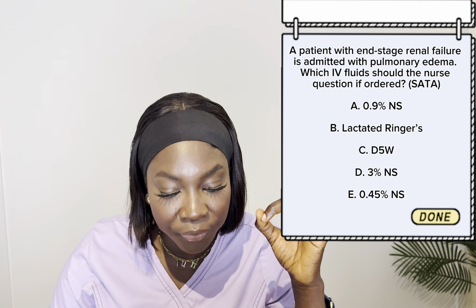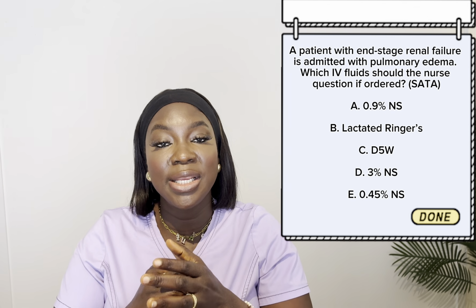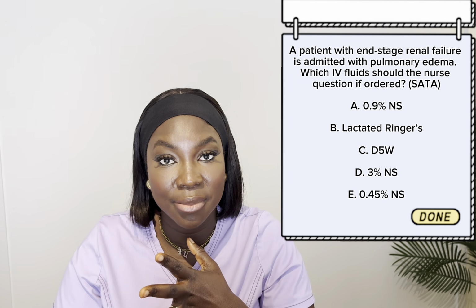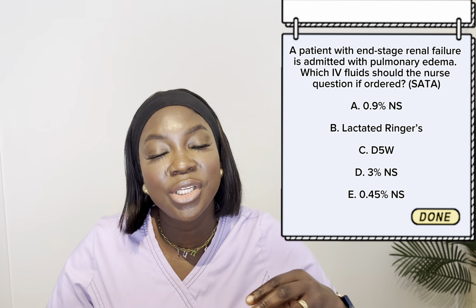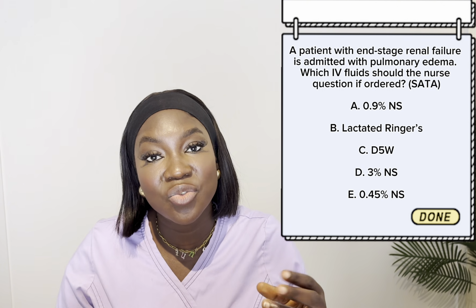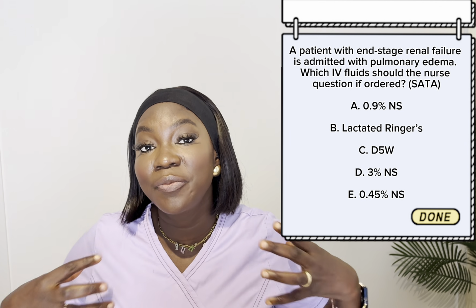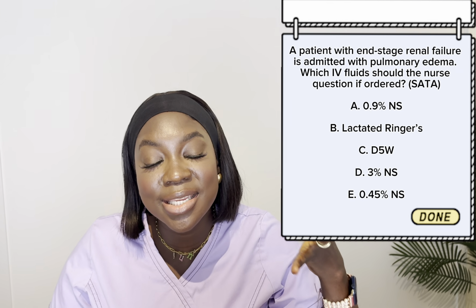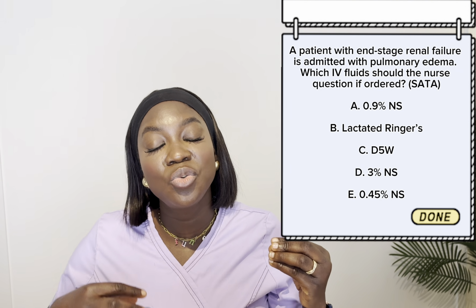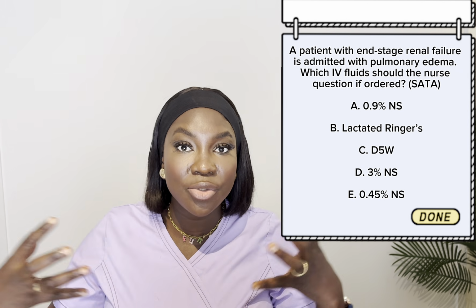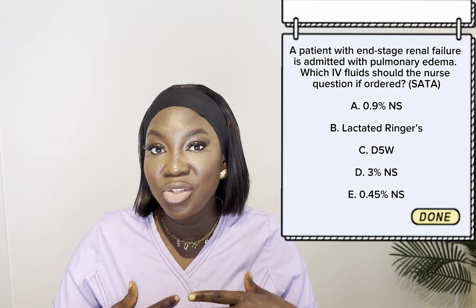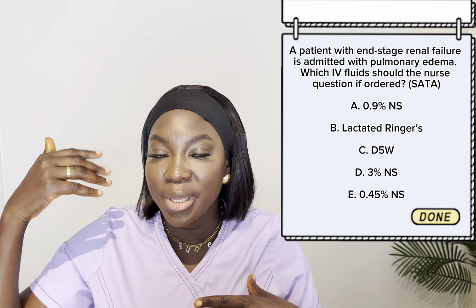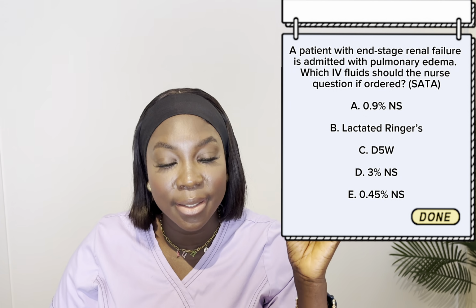B, lactated Ringer's. Remember, lactated Ringer's contains some electrolytes like sodium and potassium, and they're already having kidney failure. In patients with kidney failure, it is hard for them to excrete potassium, and this will lead to accumulation of potassium in the blood if they're already at end stage. The question says they are in end-stage renal failure. So it's hard for them to excrete the potassium out. So this will lead to accumulation of potassium in the body, and that will lead to hyperkalemia, leading to cardiac arrhythmias or dysrhythmias. And that's why that is wrong.